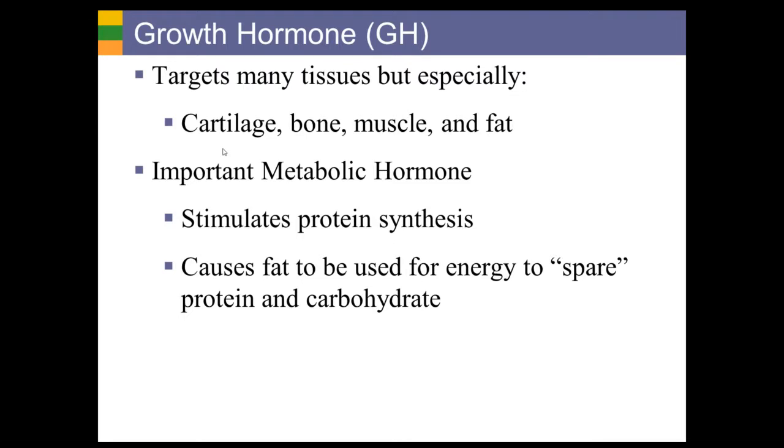Growth hormone is a very important metabolic hormone. In other words, it changes the metabolism that occurs in your body. How so? Well, one, it stimulates protein synthesis. As your bones lengthen, there's collagen in your bones that has to be produced. Also, there's muscle associated with those bones that has to increase in size and length as your bones lengthen. So it stimulates protein synthesis, and it causes fat in your body to be used as a source of energy in order to spare protein and carbohydrate. In other words, it shifts your body's use of energy away from protein and carbohydrate, and toward fat. That's one of the reasons why when you're younger, you tend to be leaner and meaner. More protein, less fat.